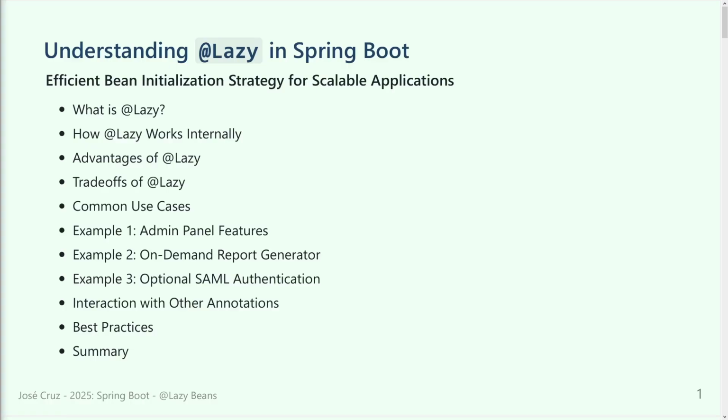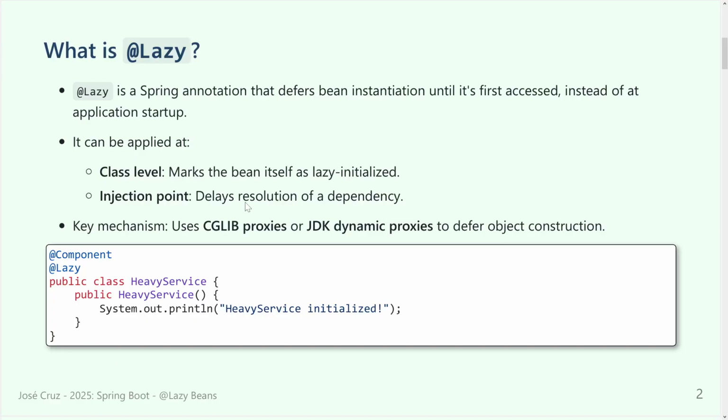As you know, when you take a decision, you are choosing one thing instead of another. So there are always advantages and trade-offs when we make a choice. And then some common use cases where to use this annotation, and how it works with other concepts like the scope of the bean, the type of the bean, and things like that. So what is lazy?